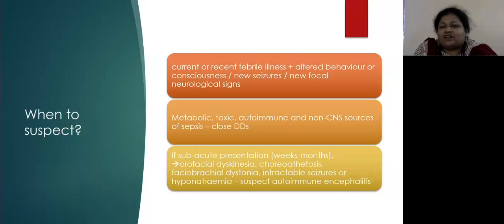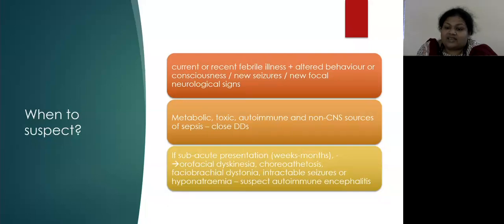HSV. Okay. When do you suspect an encephalitis? When there is a fever along with altered behavior, new onset seizures or focal deficits. Okay. Always rule out other causes. I'm not going to go into that. Metabolic, toxic, autoimmune. Okay. And now remember that if there is fever, but there is a lot of movement disorder sort of thing, intractable seizures, okay, dystonias, then you must suspect autoimmune encephalitis. Everything, don't put it into one HSV.